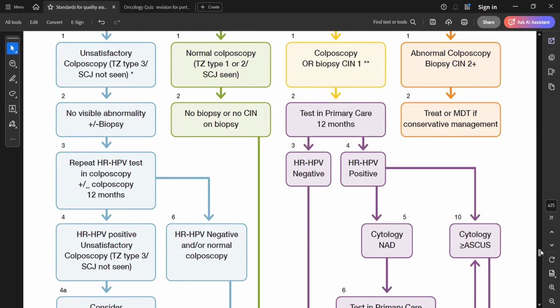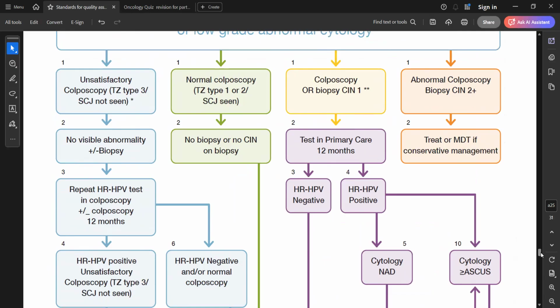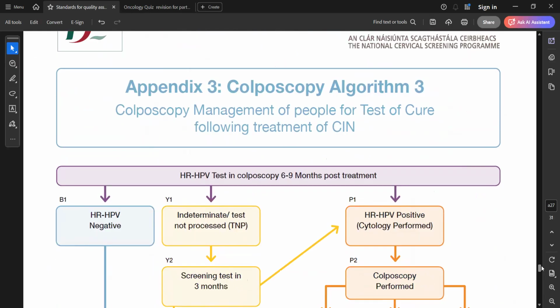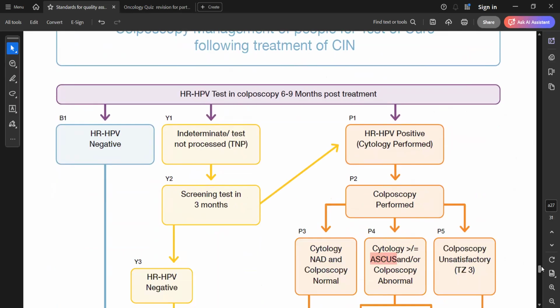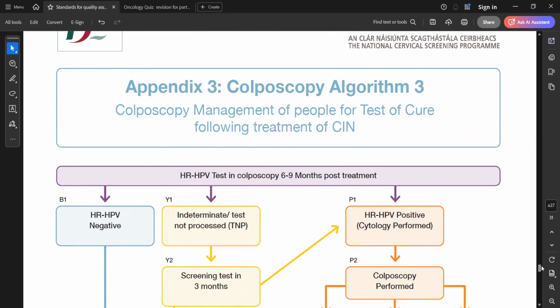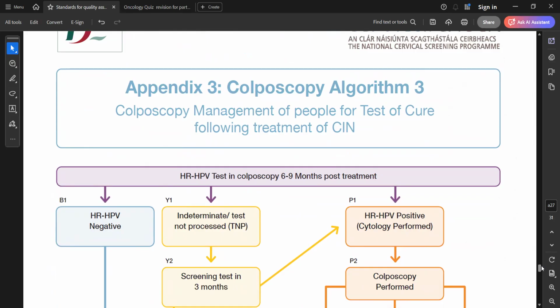Okay, what about 6 months? Who is going to be offered a recall in 6 months? This is what we call test of cure. Test of cure is something that you are going to offer women who had treated CIN, whether they have LLETZ or conization, or they were having cauterization or cold coagulation, whatever the treatment method they were offered. So I need to do what's called test of cure.